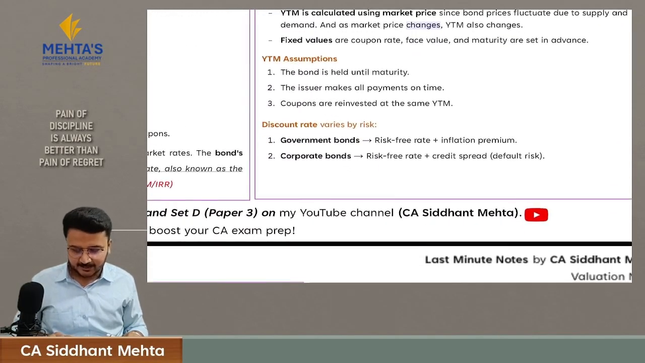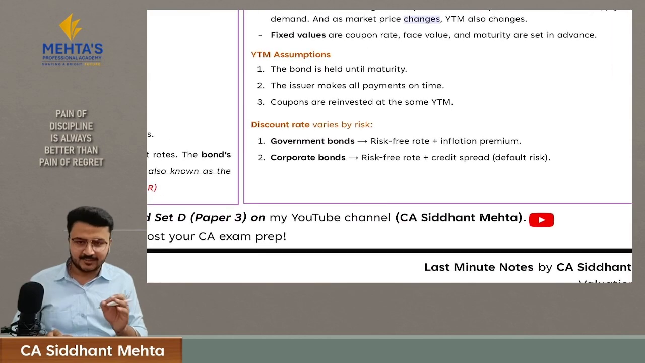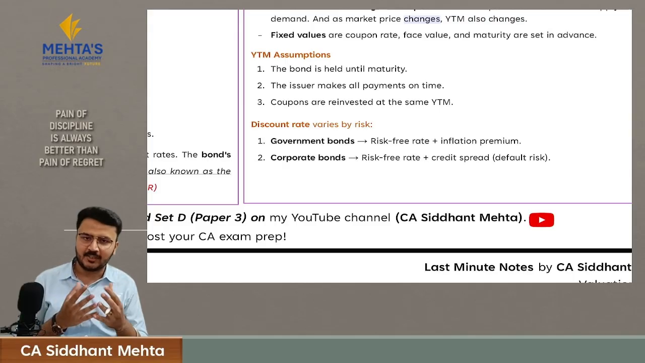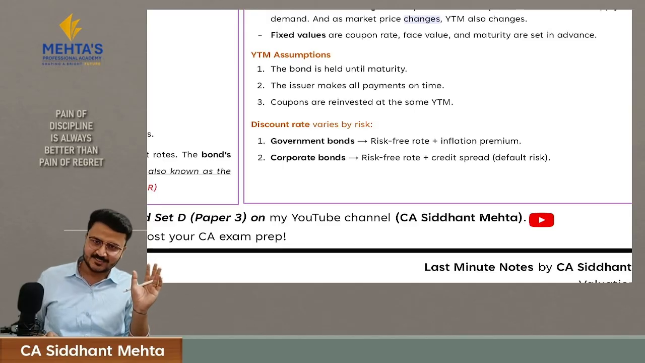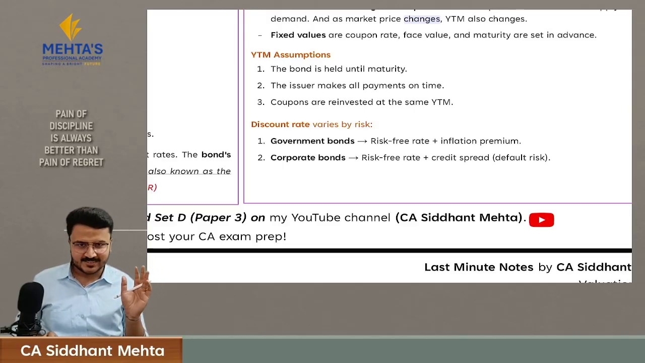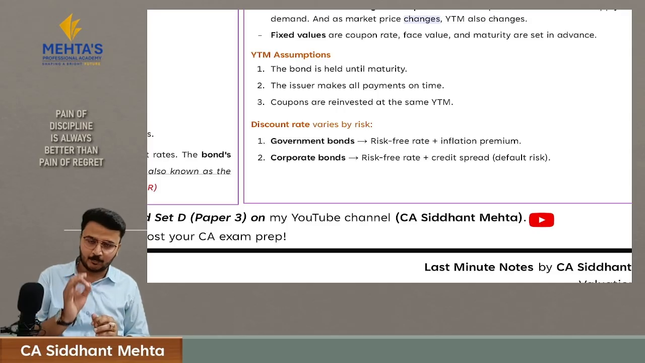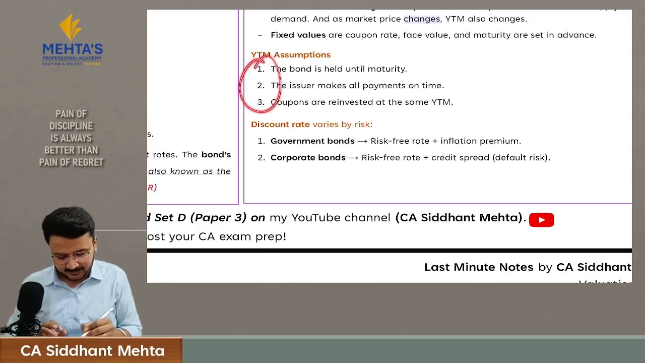Now let's understand YTM assumptions. So here ICAI has not given any question about how to calculate YTM if only cash flows are given to you, but they have given YTM assumptions which are required for the calculation. So we will just go through these assumptions. If they ask you any questions on assumptions, it will be only on these 3 points.